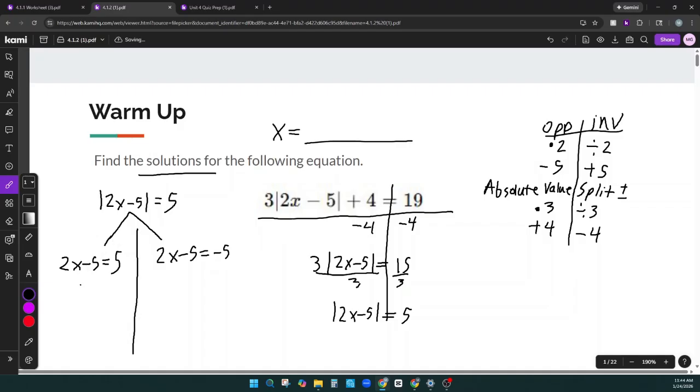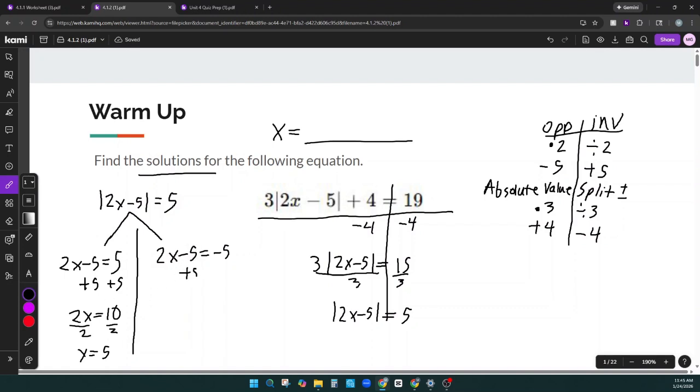So the way I get rid of my minus 5 is plus 5, plus 5. This is equal to 2x is equal to 10. I divide by 2, divide by 2. X is equal to 5. So I have one solution, but now I need to look to the other.